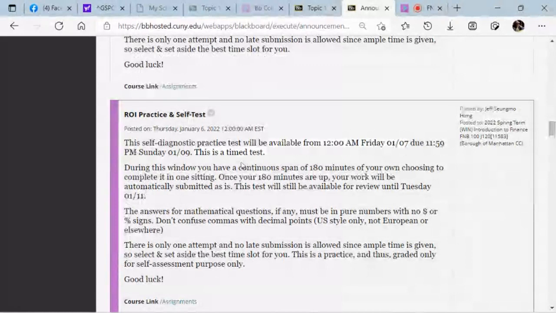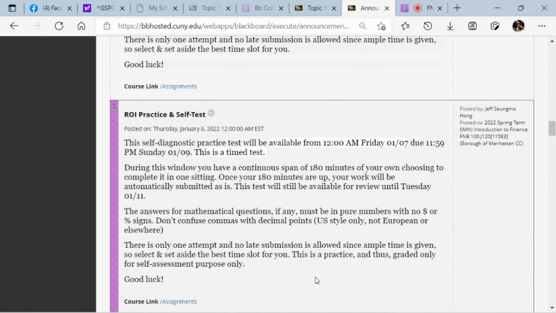And then there will be a second self-diagnostic test, which is called ROI practice and self-test. It will be available from the 7th, tomorrow, and due Sunday the 9th. This announcement went out today, posted on Thursday, January 6th, so please do it by all means.